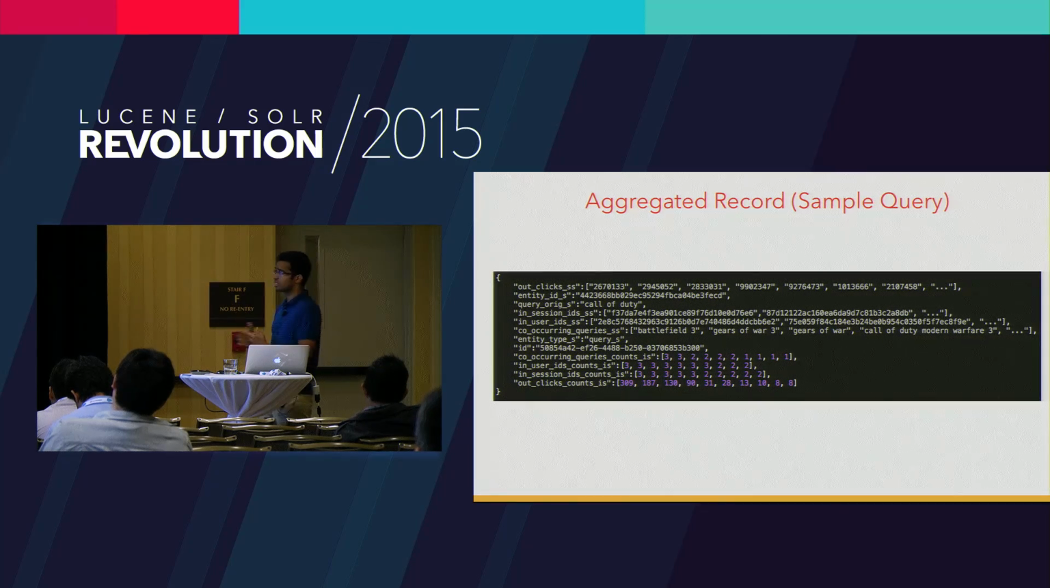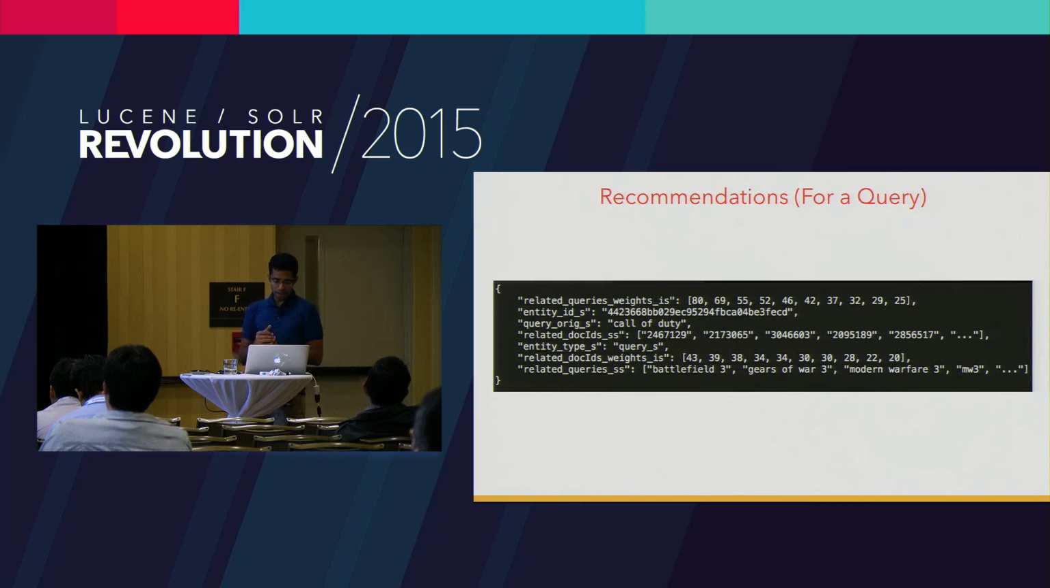So this is a thing we store in Solr. What do we store in Solr? This is the final document that ends up in Solr after all the calculation. And at recommendation time, if you ask for a recommendation for a query, this is the result.